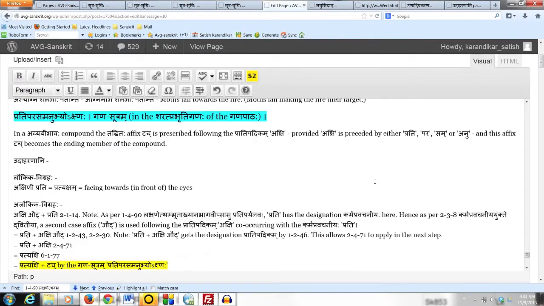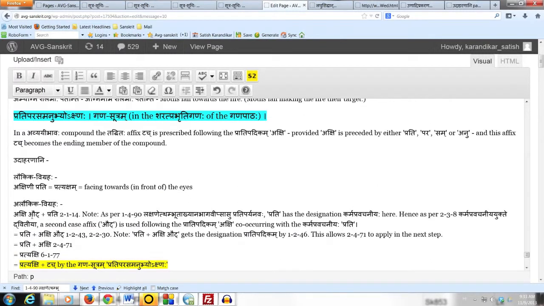In the present example, we do have the Avyayam Prati being used in the sense of Abhimukhyam, facing towards, in the direction of, and the Lakshanam, the target, is Akshini, the two eyes. Hence all the conditions for applying 2-1-14 are satisfied, so we form the compound, the Avyayi Bhavaha compound. The technical breakdown of the compound is Akshi au plus Prati. This is what is called the Alaukika Vigraha Vakyam.